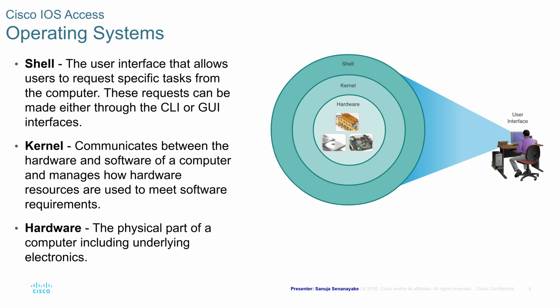Before we understand how operating systems work on Cisco devices, in this case IOS, let's look at the components of the operating systems. We have the shell, which is the user interface that allows users to request specific tasks from the computer. These requests can be made through either CLI or GUI interfaces. GUI is the graphical user interface that you interact with, such as on your Windows machines. CLI is like the command prompt on your Windows machine. But in Linux, for example, it would be the terminal versus having that graphical user interaction.